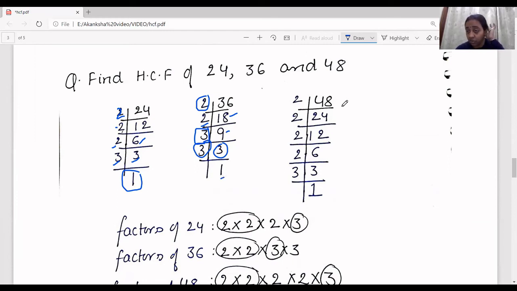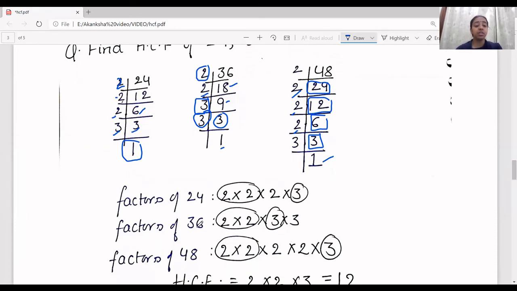Okay. Similarly, for 48, is 48 divisible by 2? Right, it is divisible by 2. Again, moving ahead, we get the number as 24. Is 24 divisible by 2? Right, it is divisible by 2. We get 12 as the number. Now, is 12 divisible by 2? It is divisible by 2. Therefore, we get 6 as the number. Is 6 divisible by 2? Yes, it is divisible by 2. 2 3s are 6. Therefore, 3. And is 3 divisible by 3? Right, it is divisible by 3.